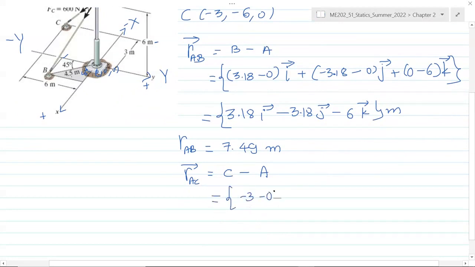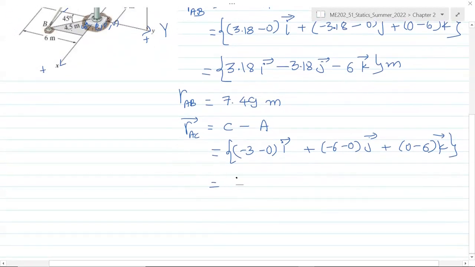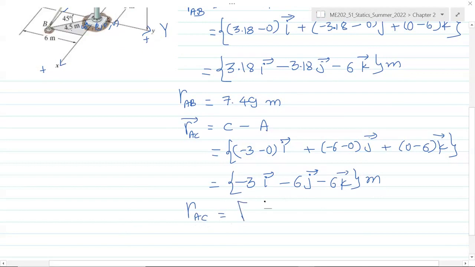So all three numbers will be negative. So it's minus 3 minus 0 along X, minus 6 minus 0 along Y, and 0 minus 6 along Z. So these coordinates are minus 3i minus 6j minus 6k, and again, the unit is meters. We calculate the magnitude of vector AC, which is the square root of minus 3 squared plus minus 6 squared plus minus 6 squared, and that is 9 meters.